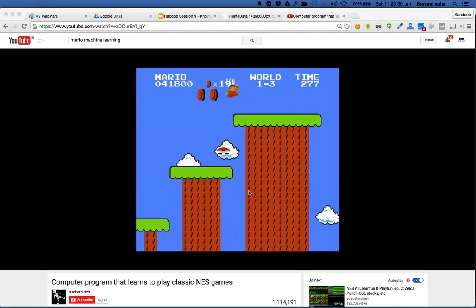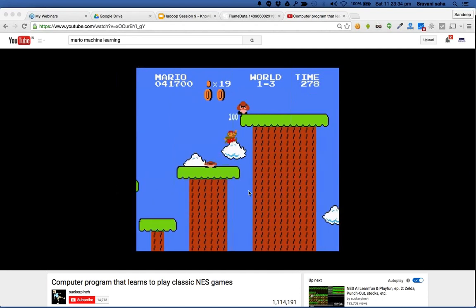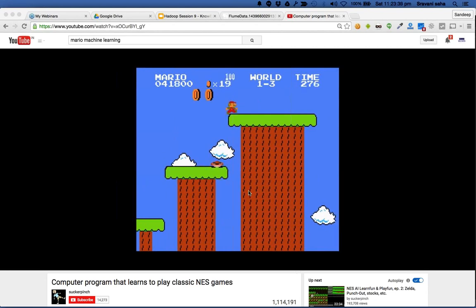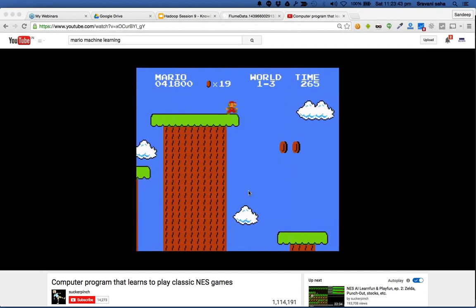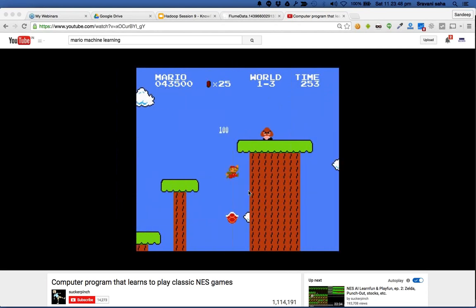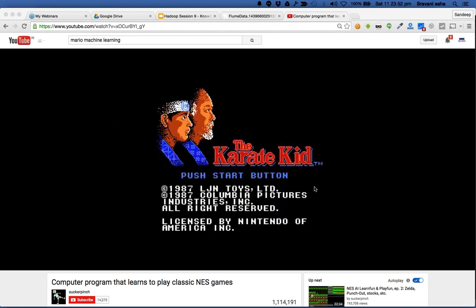Now see one more important thing. Look at this. It has actually killed a Goomba even though the Goomba was jumping on it. So what exactly did it do? It found a bug in the game and exploited it. So software could find a bug in the game and exploit it.